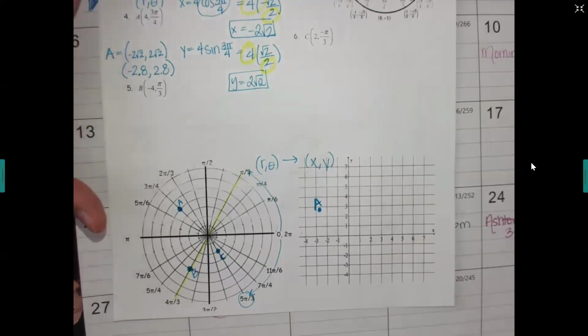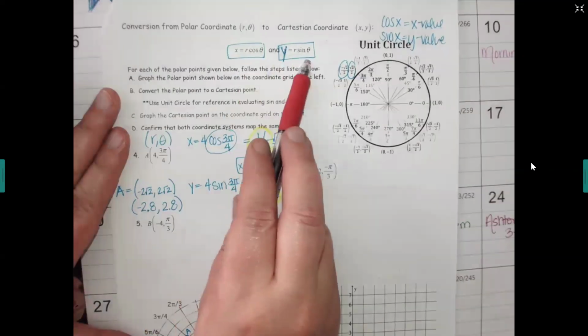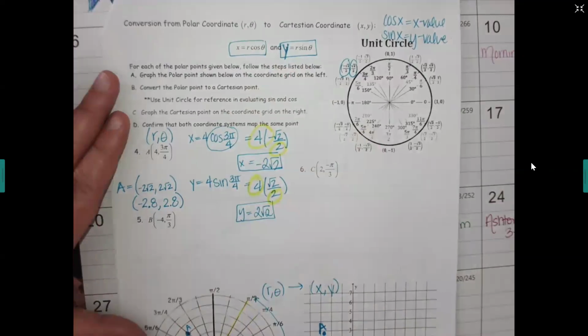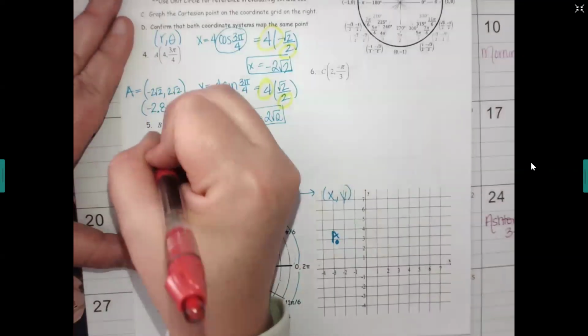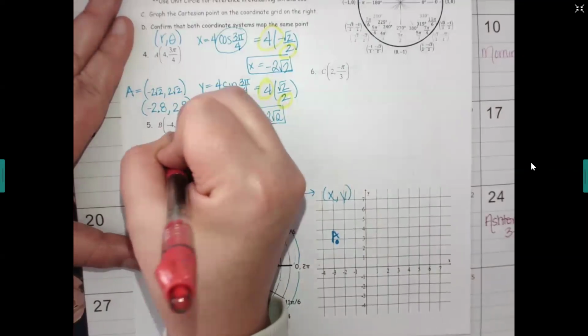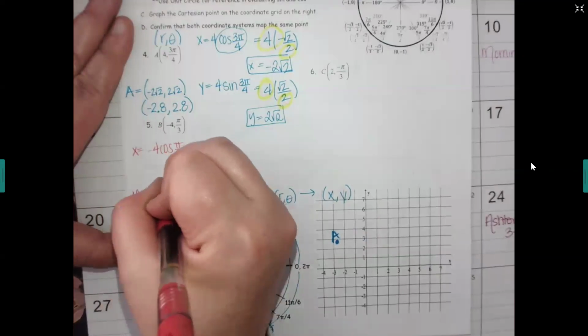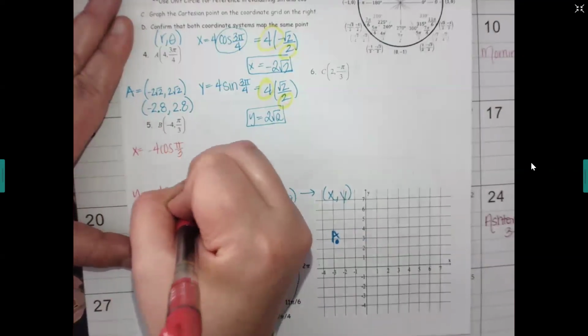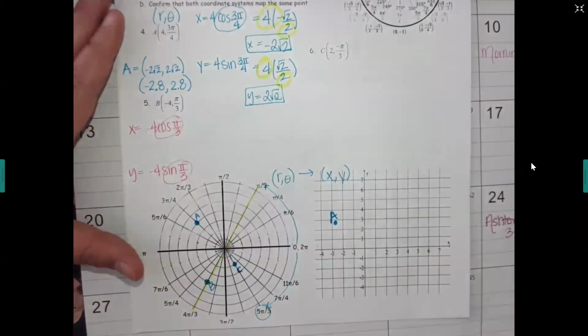All right, let's do number 5. Okay, number 5, I know that my x needs to be r cosine theta, my y needs to be r sine theta. So my x is going to be negative 4 cosine pi/3, and my y is going to be negative 4 sine pi/3. Then remember, I'm going to pull these values off of my unit circle.